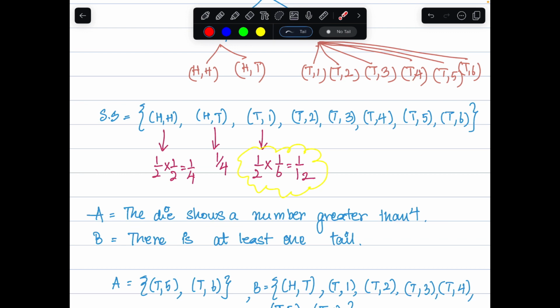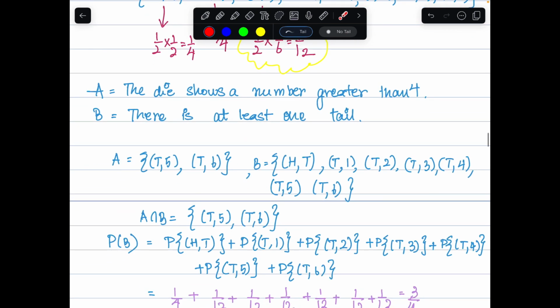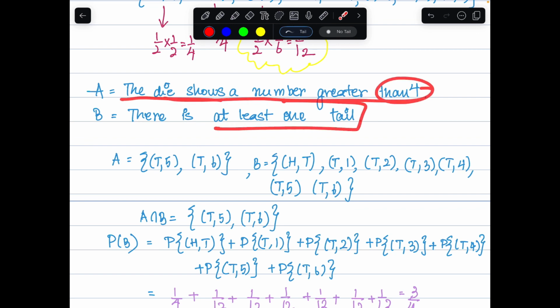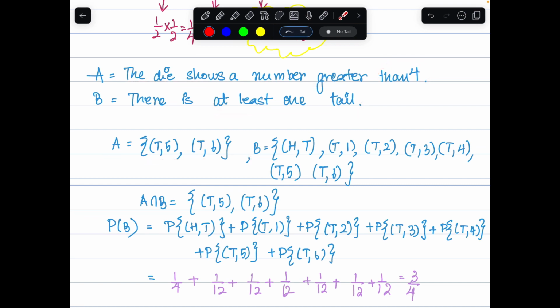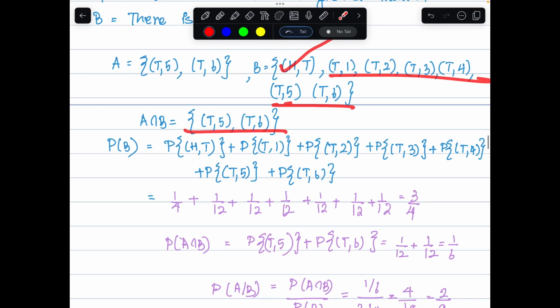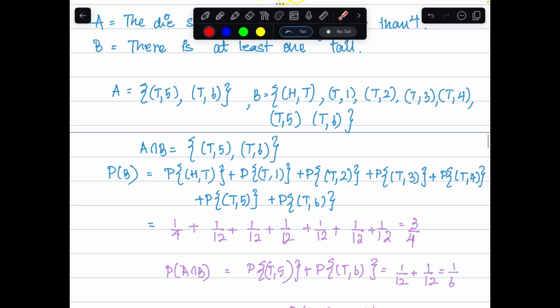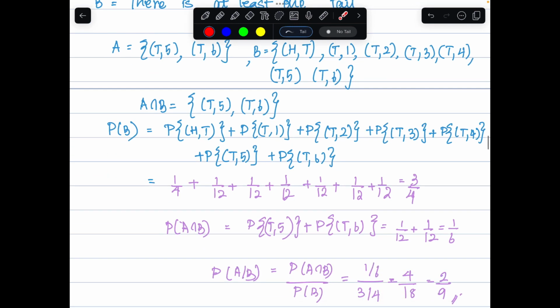Okay. Now let's see what the question was. I need to find the probability that the die shows a number greater than 4, given that you get at least one tail. So A is what? It shows greater than 4, 2 options are there. B, it should show at least one tail. So either this is possible or all these are possible. You find intersection, simple. But now how do you find P of B? For P of B, you have to add all of their probability individually. So this is what you will be adding, and when you add, you will get 3/4. So probability of B is this.